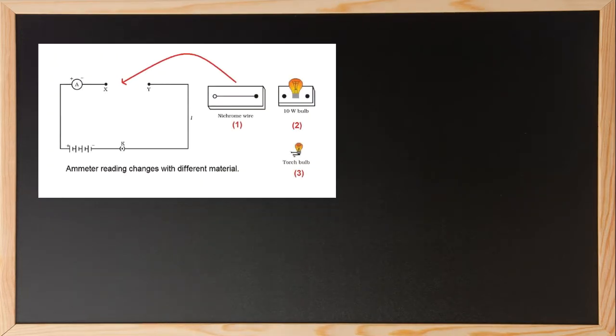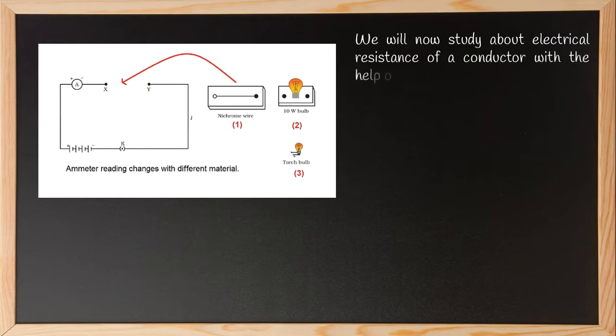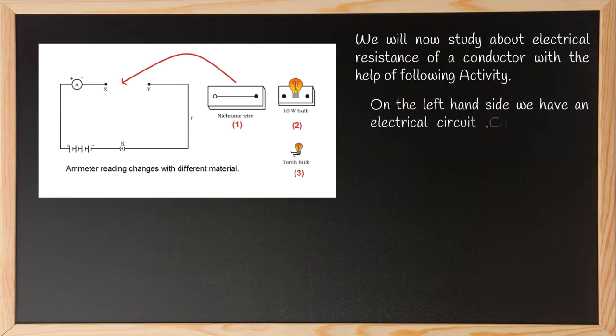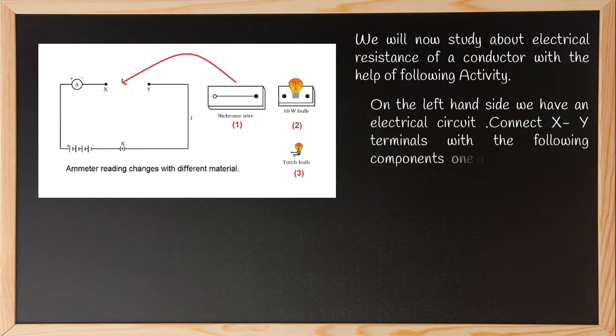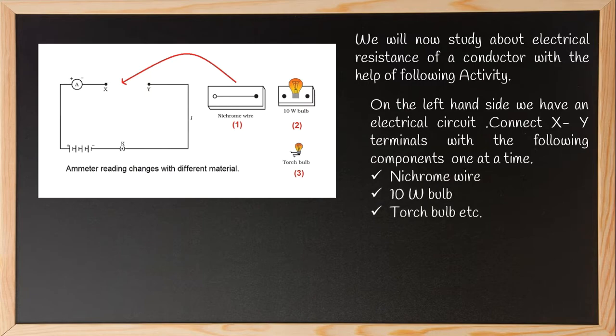Now just look at this particular thing and we'll do a simple activity which is very interesting. We will now study the electrical resistance of a conductor with the help of the following activity. On the left hand side we have an electrical circuit, and we connect the XY terminals with the following components one at a time. First is a nichrome wire, second is a 10-watt bulb, and the third is a torch bulb.